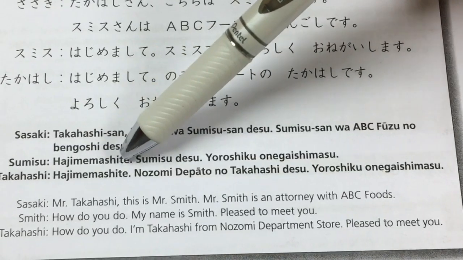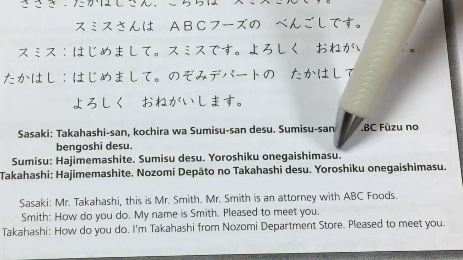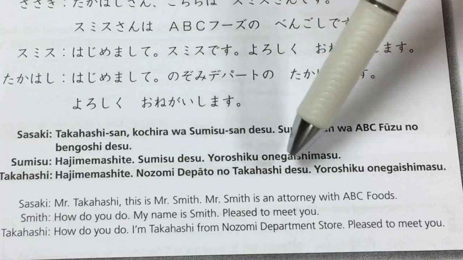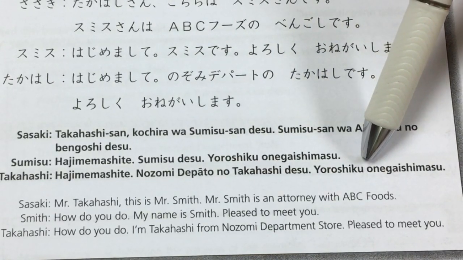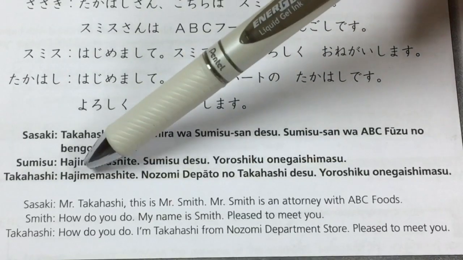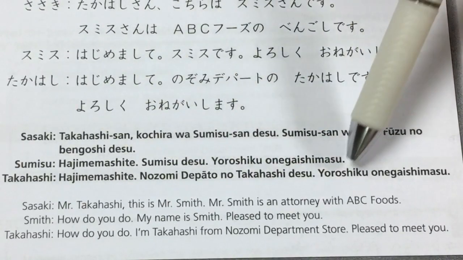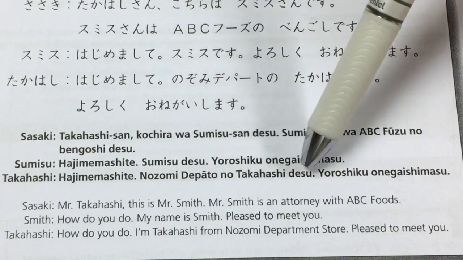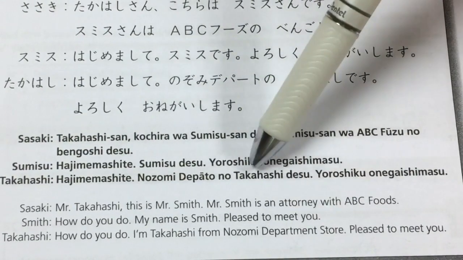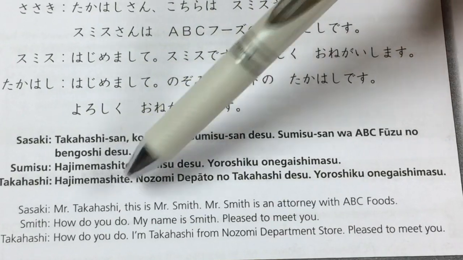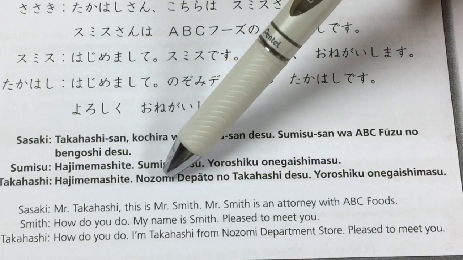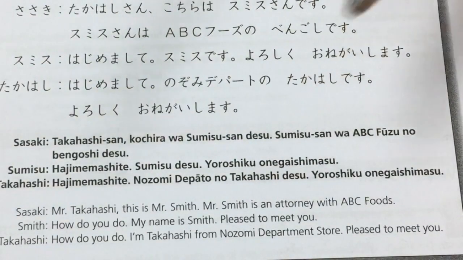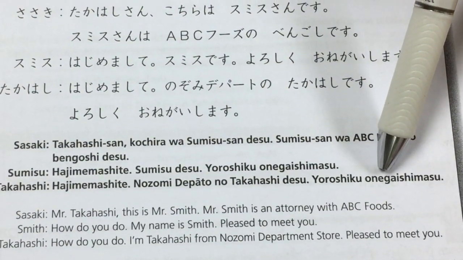Mr. Smith says, はじめまして、スミスです。よろしくお願いします。You have already studied in the last clip that when somebody says はじめまして、よろしくお願いします, this is a pattern in Japanese when they would like to give a self-introduction. So the response to that would be はじめまして、よろしくお願いします。And Mr. Takahashi says はじめまして、のぞみデパートの高橋です。Now you see no again. It links noun and noun. This is like, hello, I'm Takahashi from Nozomi Department Store. Depaato means department store. Yoroshiku onegaishimasu. Please take very good care of me.